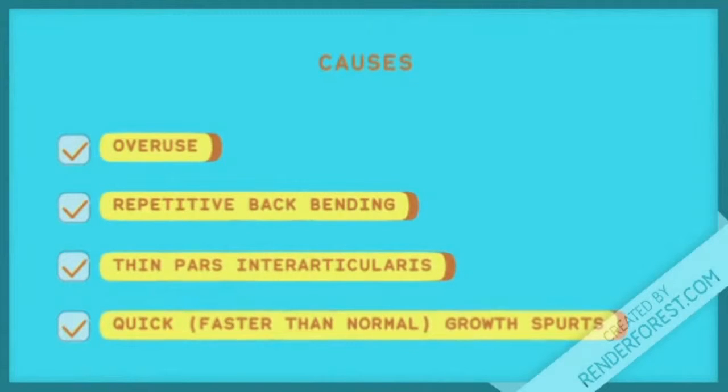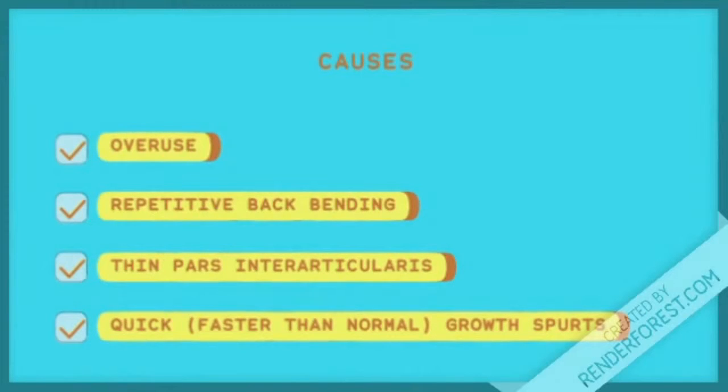What are the causes of Parr's defect? First, there is overuse. Next is repetitive back bending. The next cause is specific to a spot on the vertebrae, which is called the pars interarticularis, and when that is thinner than normal, it can cause the Parr's defect.